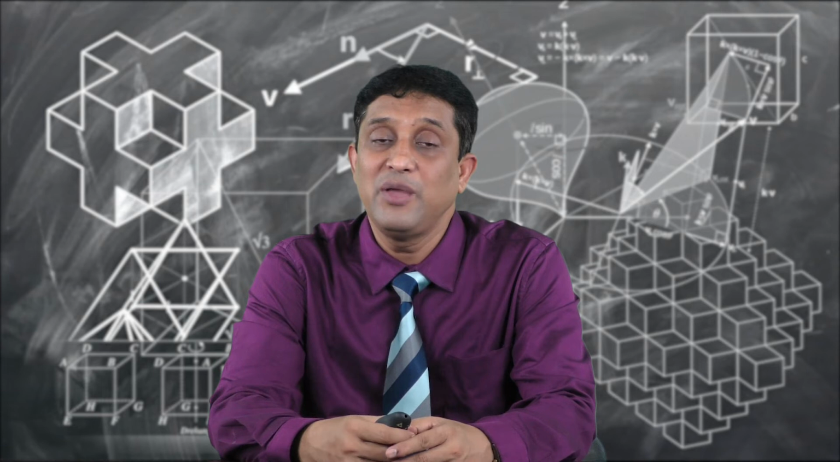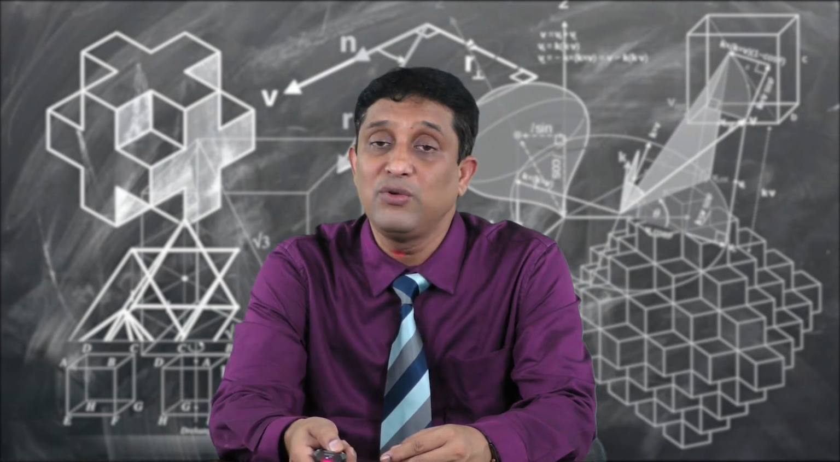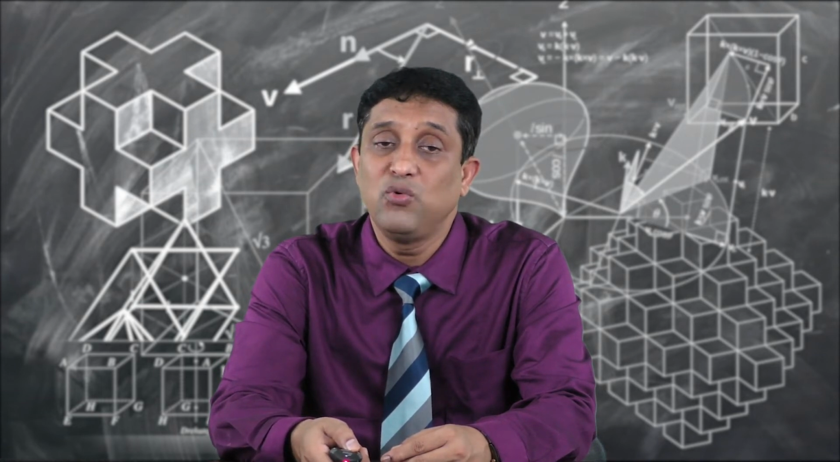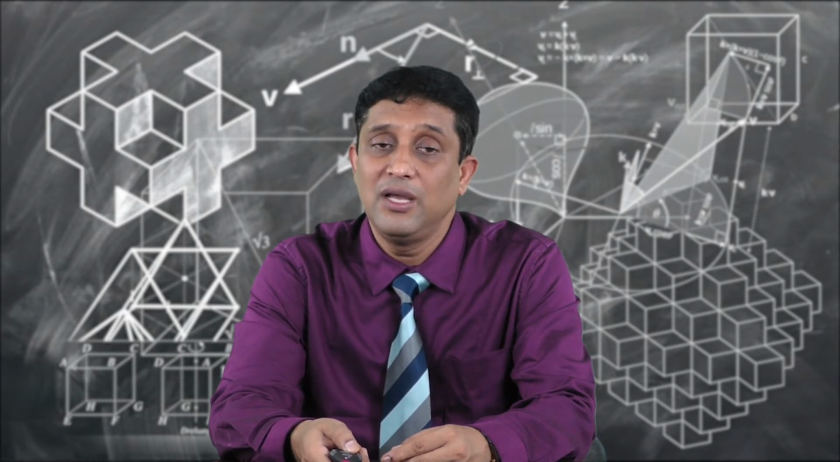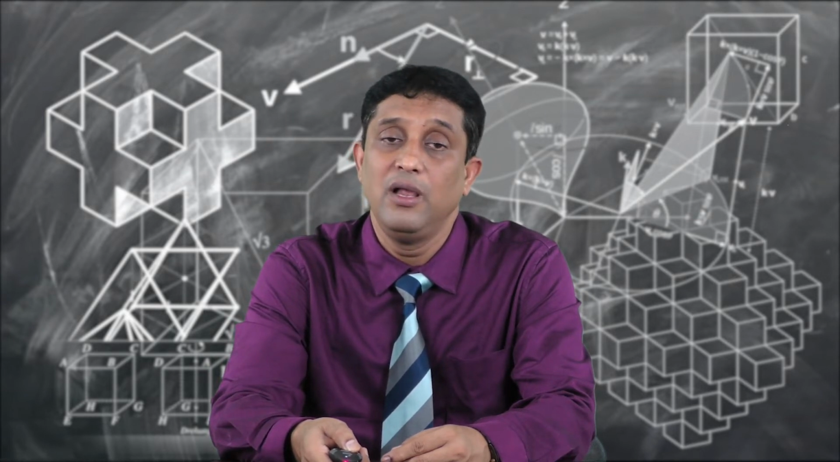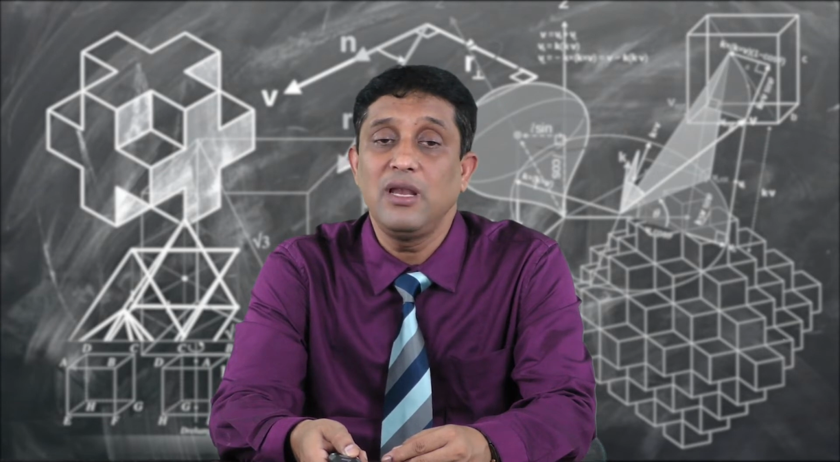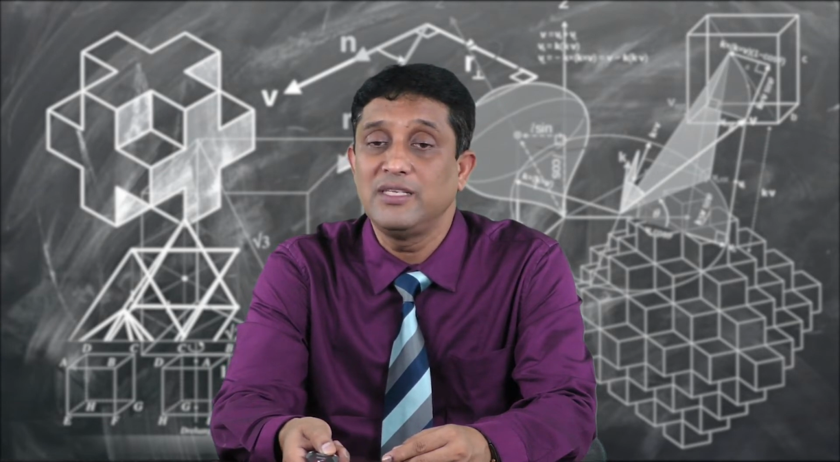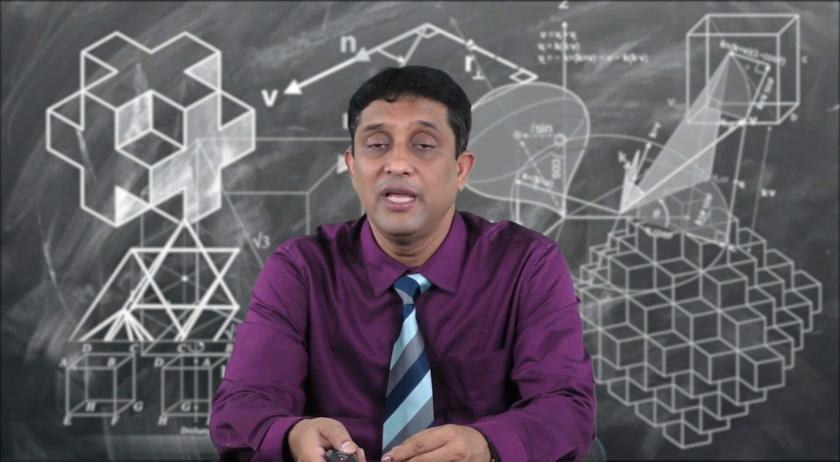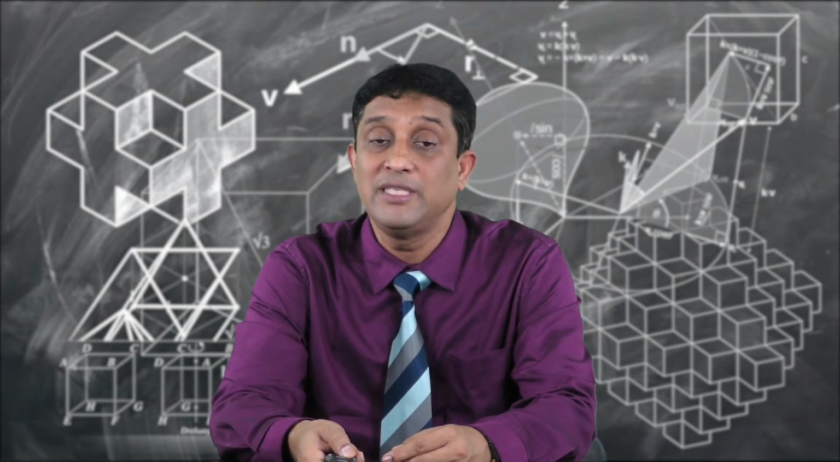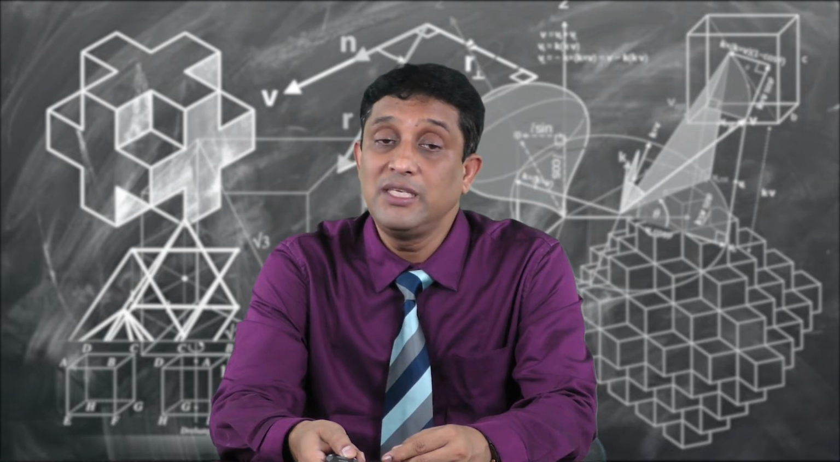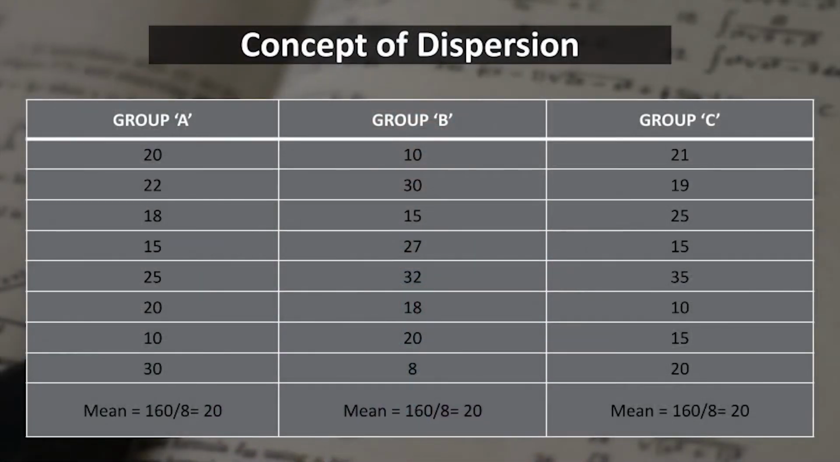So here what I mean to say is, in 3 different groups you will find that the scores are different, okay, highest score, lowest score, different scores, you will find that they are not equal. But if I add the total score, we are getting the same value, that is 160. And the total number of students in each group is 8. So that's why we are getting a similar mean score, that is 20 in group A, 20 in group B and 20 in group C.